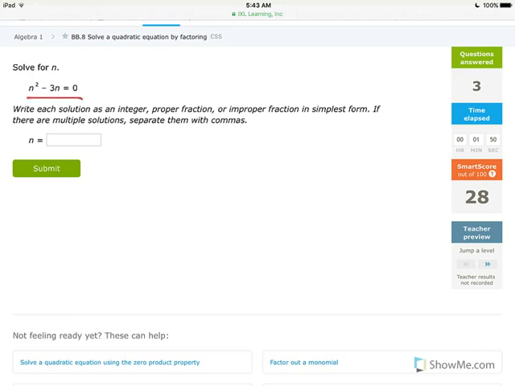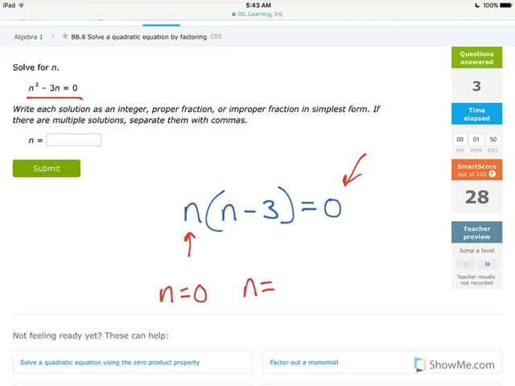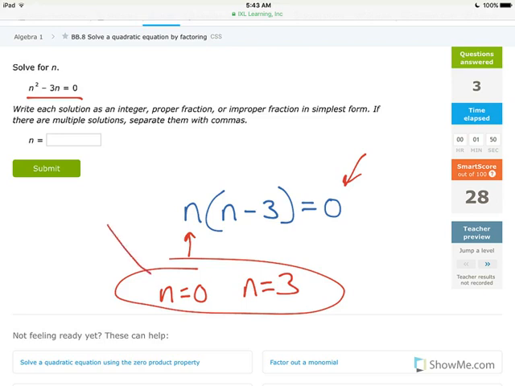And again, we can factor off a common factor of n. And what's left behind? n minus 3 equals 0. So what would n have to be? n would have to be 0 to make the whole equation work out to be 0. Or n could be 3, because 3 minus 3 is 0, and that would make the whole equation 0. So there's your two answers for that one.